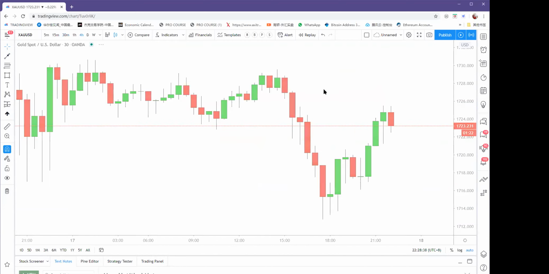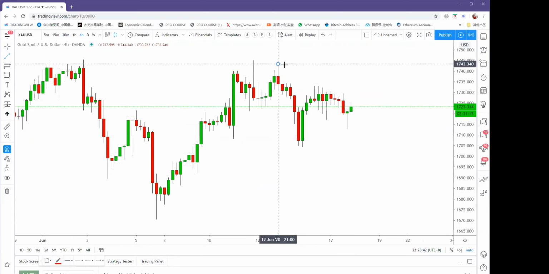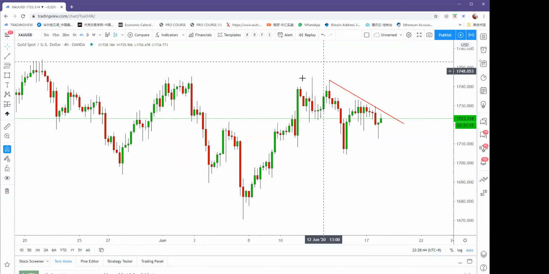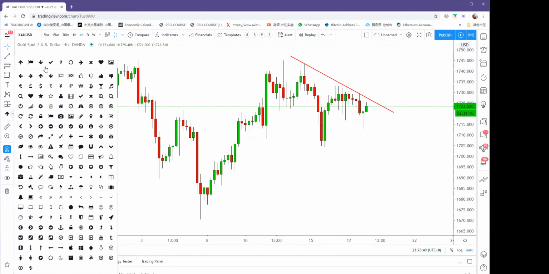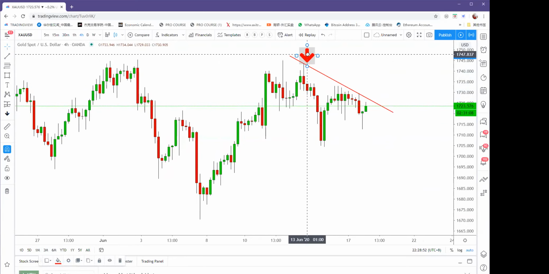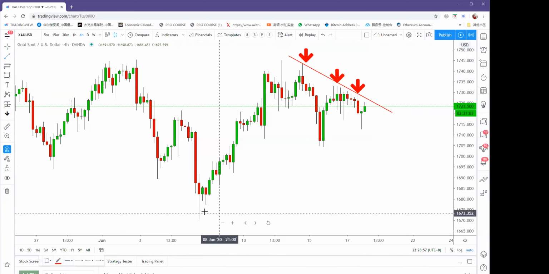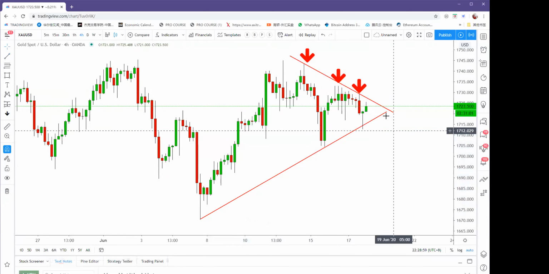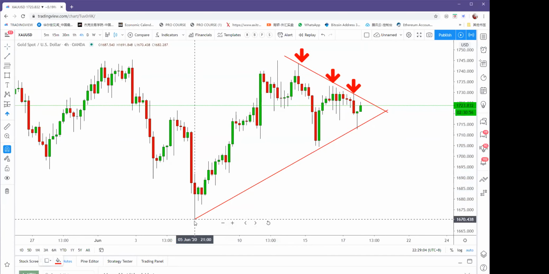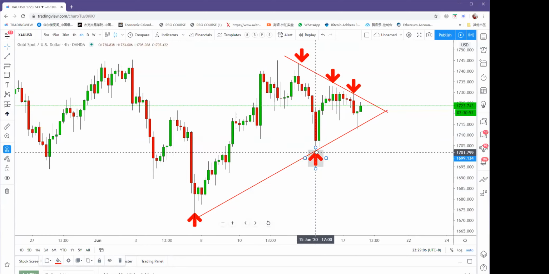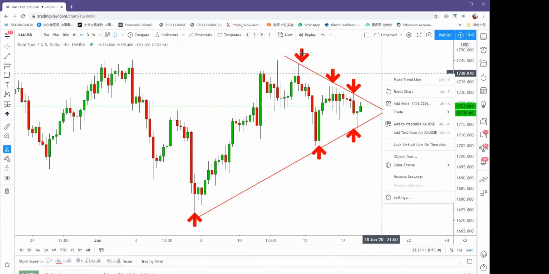And for the 4-hour chart, pay attention to this trend line, because this is actually a downtrend line, correct? It actually keeps rejecting the gold many times. And on the bottom side, there's this upside trend line. So the lows are getting higher, and the highs are getting lower.